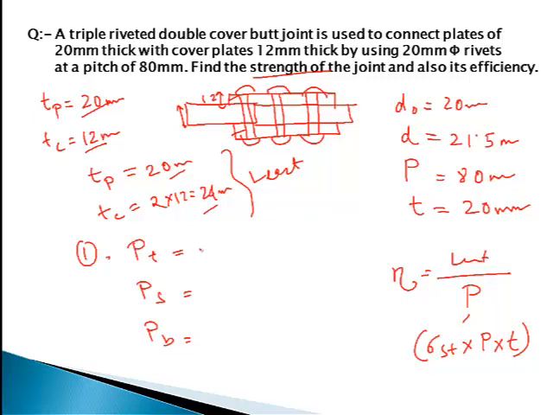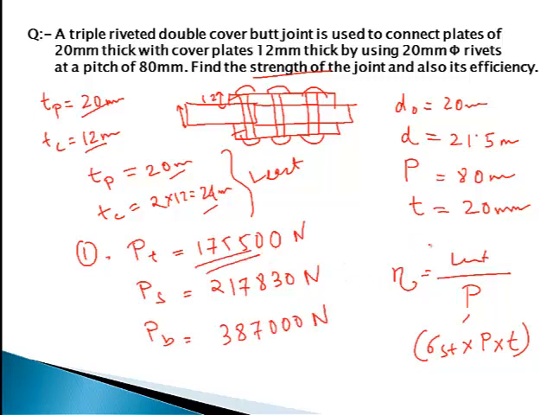And if you just calculate this, you will get this one as 175,500 Newton, okay, 217,830 Newton, and 387,000 Newton, okay. So the least one is this one, so put this one in the value, find the P, and you will get efficiency around 73.125.